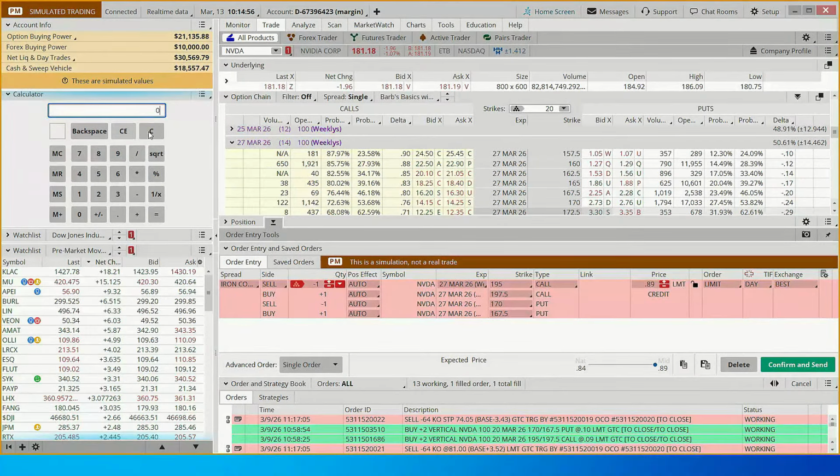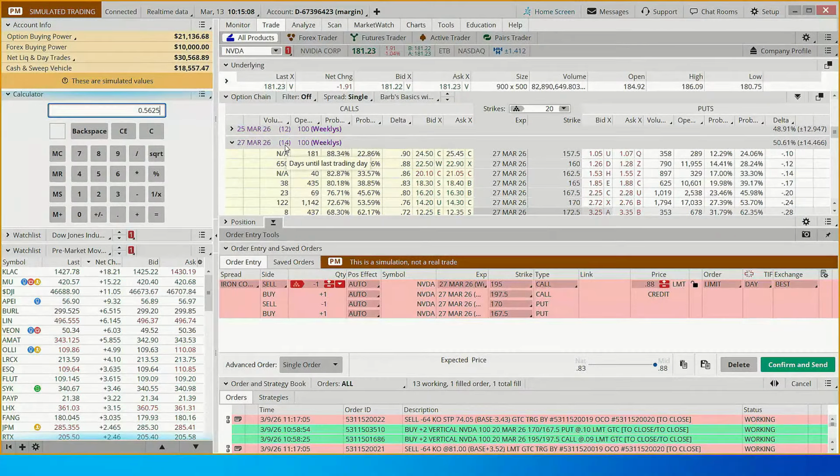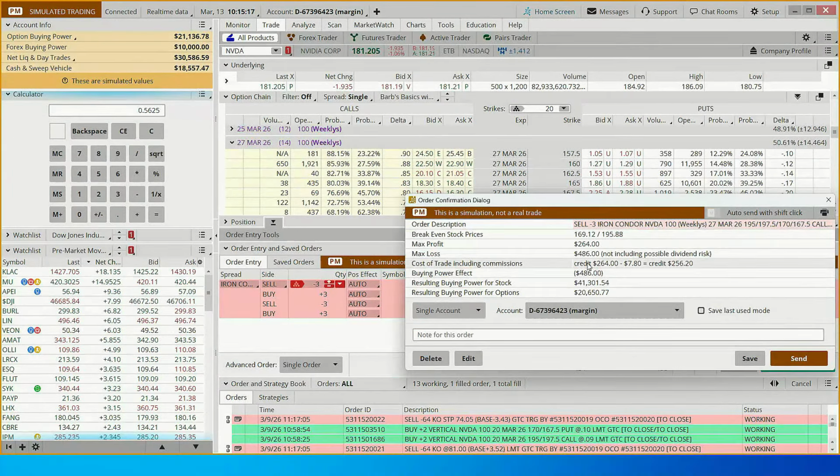I didn't do my math right there. 90 divided by 1.6, I'm rounding. So that's a potential return of 56% for a trade we're in at most for 14 days, and we have a defined risk. So if we did 3 of these, how much could we lose? We could lose $486. The most we can make is $264. And so we are going to put this in.